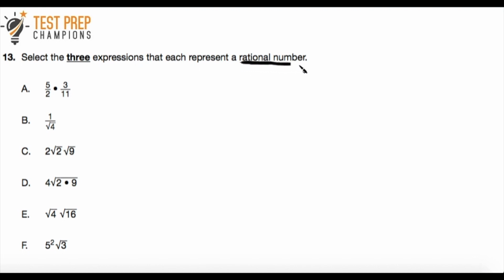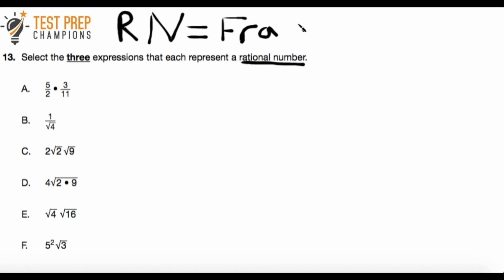So first of all, what is a rational number? I'm going to abbreviate that as RN here, and I don't mean registered nurse, obviously. I'm talking about RN, meaning a rational number. A rational number is basically a number that can be written as a fraction. That's very important to note first off, because if you don't know what a rational number is, you're not going to be able to get the question right.